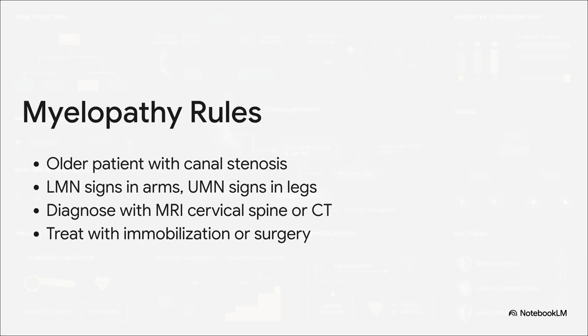If the patient is older, with lower motor neuron signs in the arms, like muscle atrophy and hyporeflexia, but upper motor neuron signs in the legs, like a positive Babinski and hyperreflexia, your reflex must be an MRI of the cervical spine or a CT myelogram. This degenerative canal stenosis, leading to cord compression, requires either non-surgical immobilization or definitive surgical decompression.